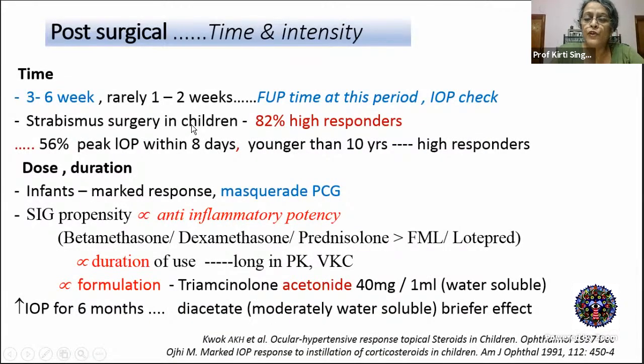What is the time that you look for this glaucoma in surgery? Usually the IOP rise happens within 3 to 6 weeks, very rarely in super responders before 2 weeks. Especially for strabismus surgery, as I was pointing out, most reports have said that many children, because they are young, are high responders and they can peak before 1 week. So please follow them up more stringently.